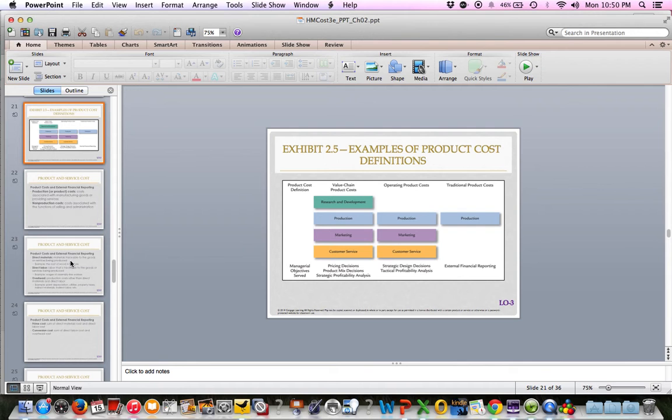You can see we've got some product descriptions: value chain product costs, operating product costs, and traditional product costs, and the managerial objectives served for each one. For value chain product costs, we've got R&D, production, marketing, customer service. Operating product costs are production, marketing, customer service, and traditional is called production. So be aware of what some of those costs are.